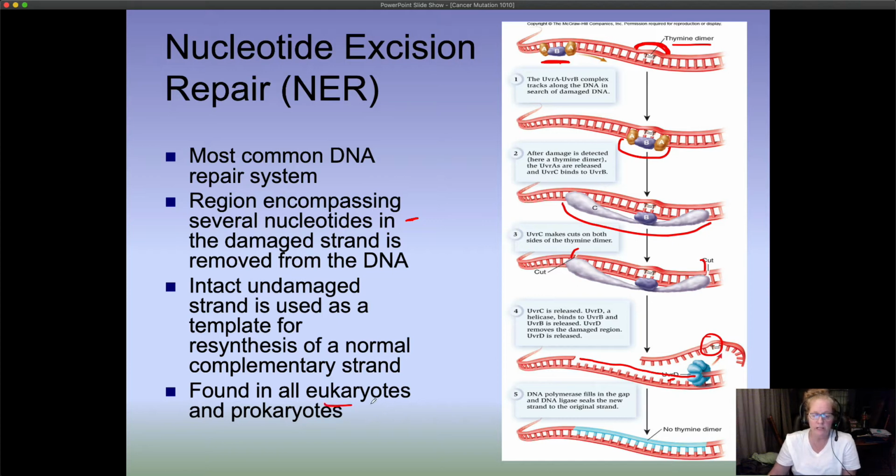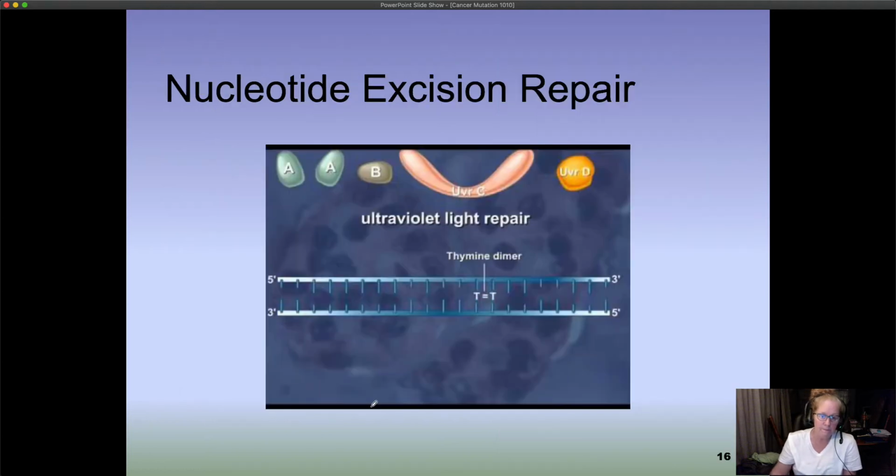Nucleotide excision repair takes place in both eukaryotes and prokaryotic organisms.